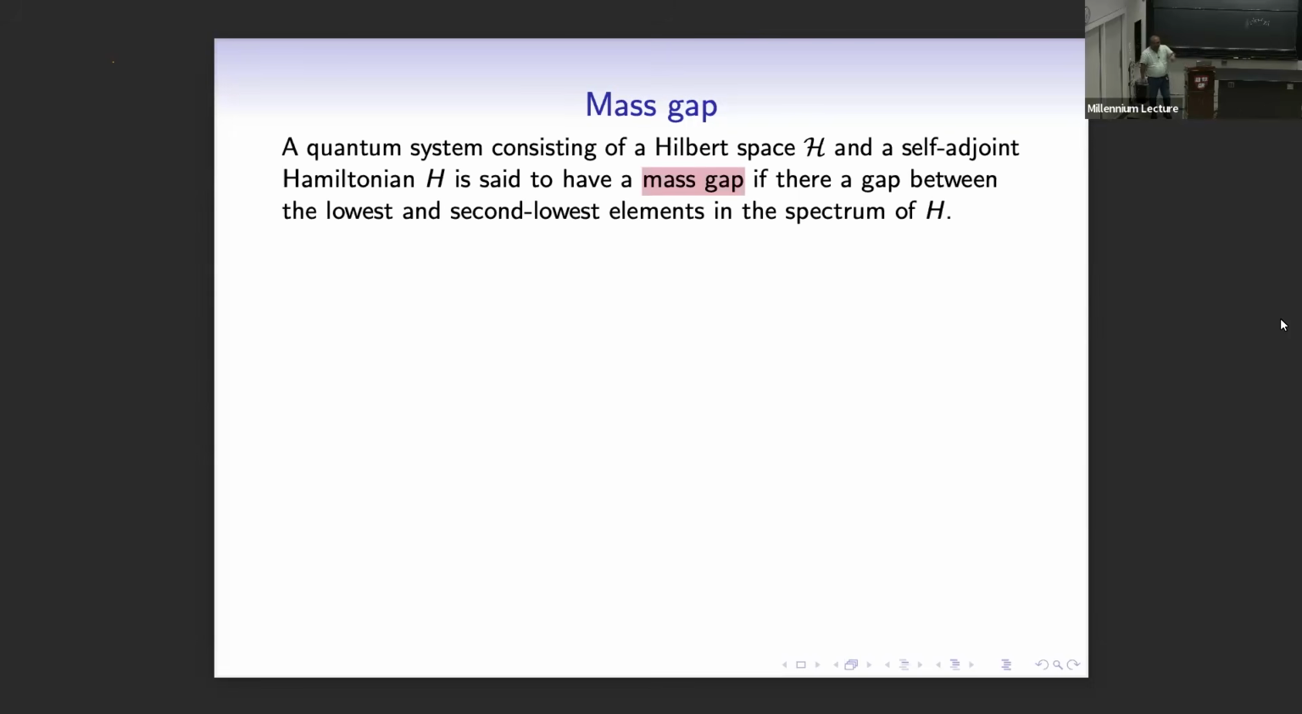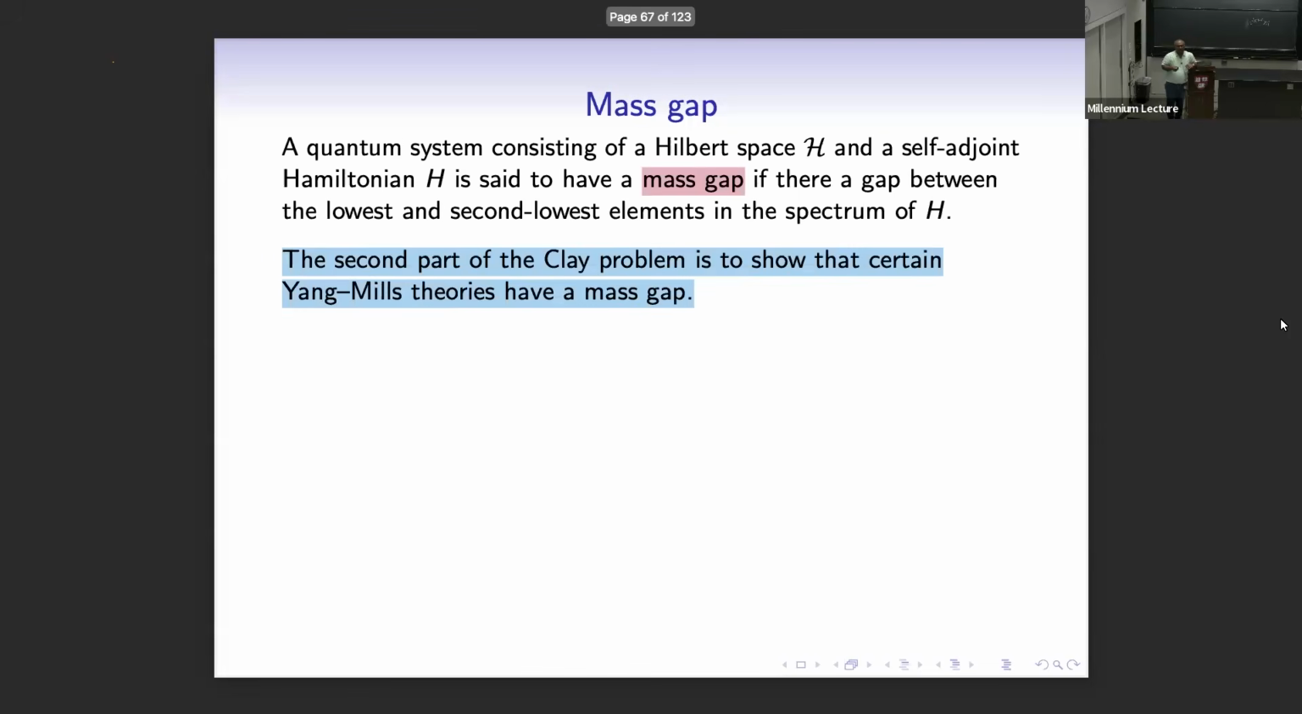Now, there is this other part of the Clay problem, which is the mass gap. What is that about? So a quantum system, if you have a self-adjoint Hamiltonian H, okay, is said to have a mass gap if there's a gap between the lowest and second lowest elements in the spectrum of the Hamiltonian. And the second part of the Clay problem is to show, once you have constructed the theories, that they have a mass gap. Certain theories, not all theories, will have a mass gap.